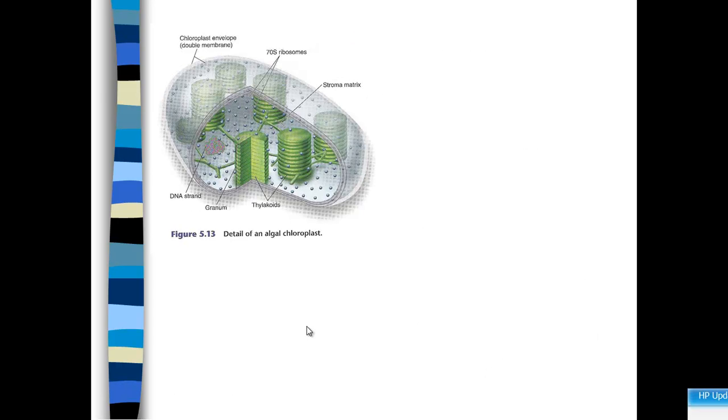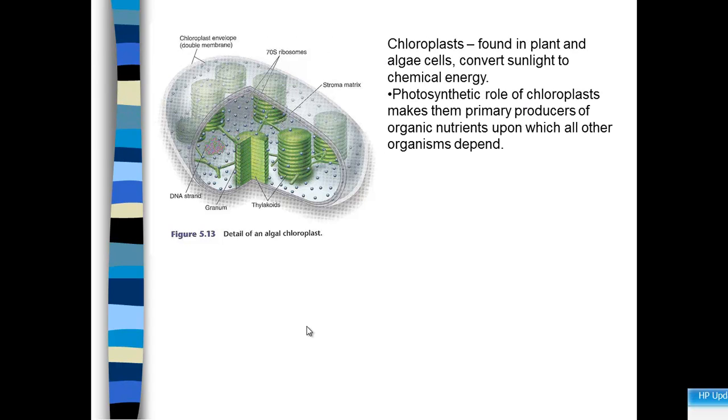Here's a chloroplast. Chloroplasts are found in aquatic plants and algae. They convert sunlight into chemical energy.